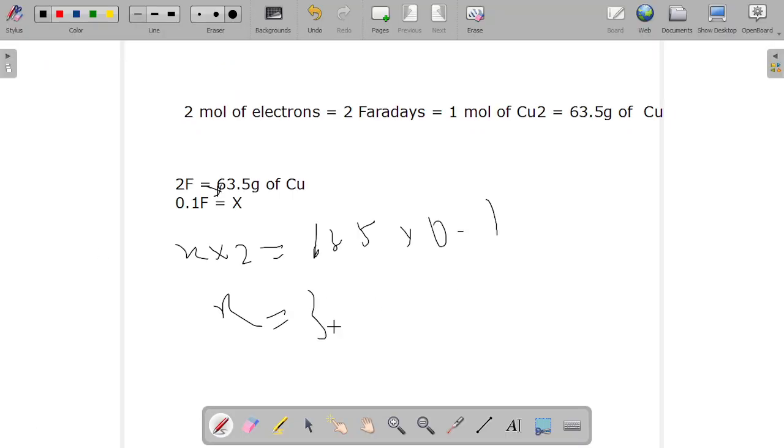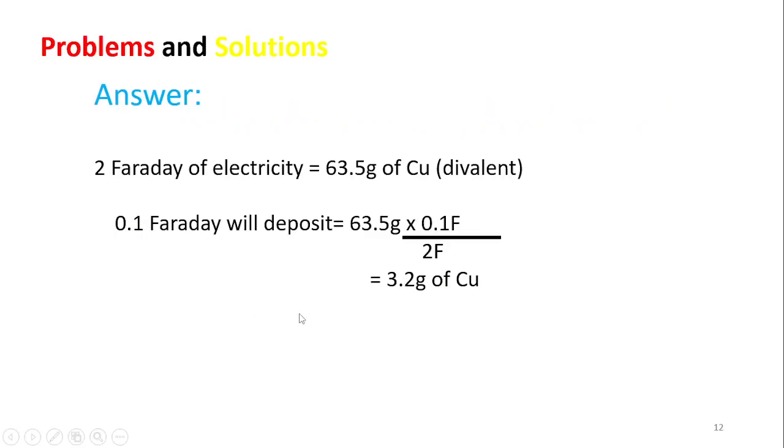So definitely the mass that was deposited is 3.2 grams. Final answer. So that's it.